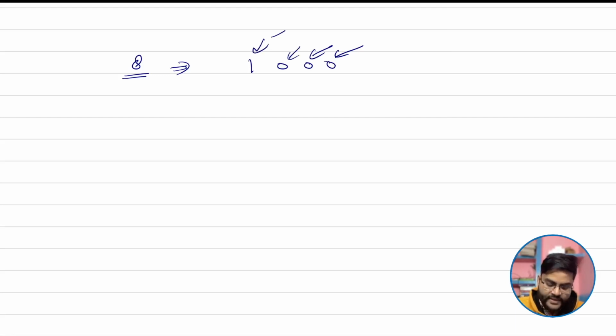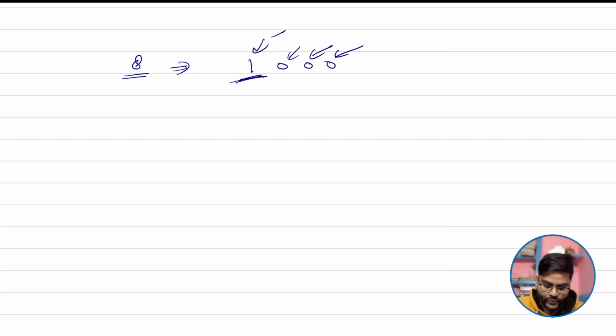Let's take this example only, 8, so we have 1 0 0 0. Now what I can do is start from here and check if it is 1, no. If it is 1, no. If it is 1, no. If it is 1, yes. Whichever bit is 1, I can return.